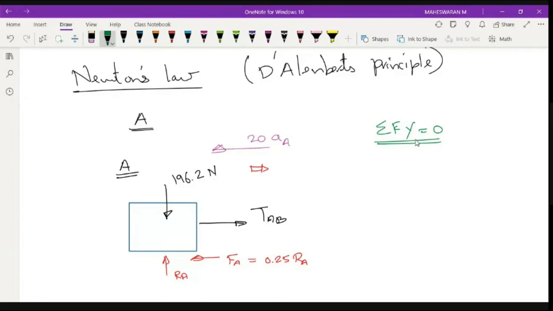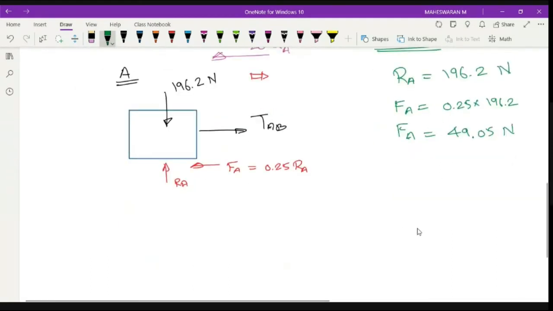I equate sigma Fy is equal to 0. What I will get? I will get Ra is equal to 196.2 Newton. So what is your FA then? So 0.25 into 196.2. Okay, now I can say sigma Fy is equal to 0. Right, if I consider sigma Fy is equal to 0, so we completed Fy, Fx is equal to 0.